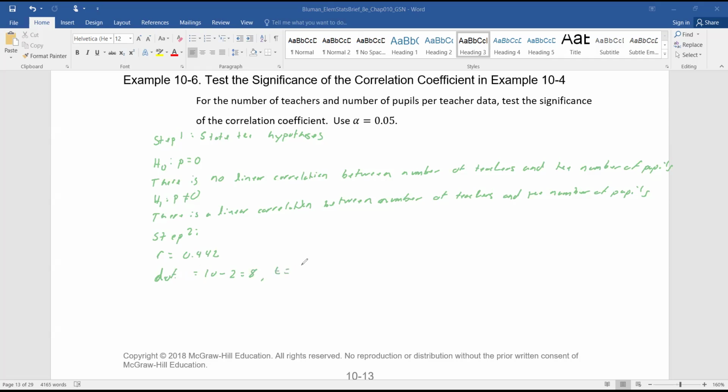So when we figure out our T, let me pull that up on a different page real quick. It takes me a little bit to download the book so I can go to the correct table.